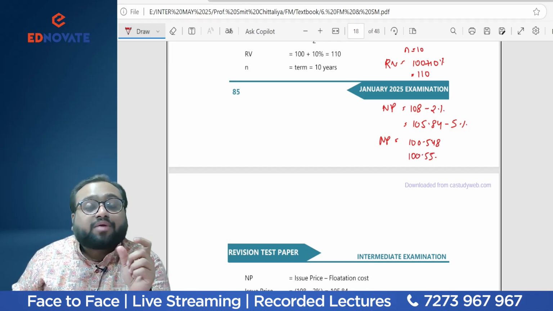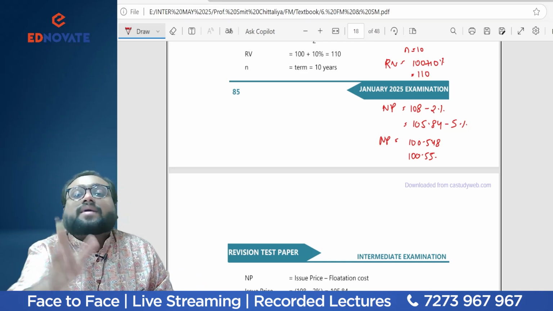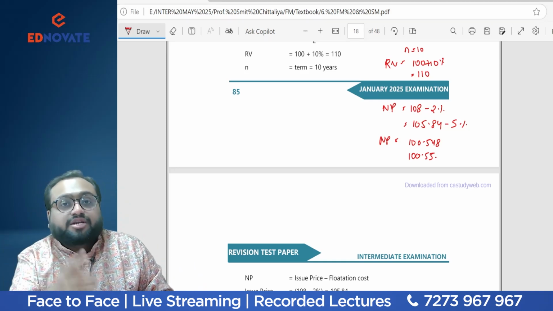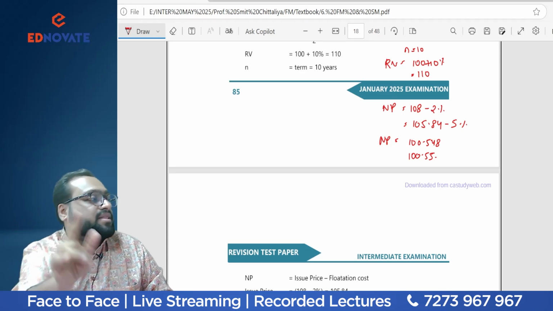Always see in the question at what price they are issuing. Sir, if the question does not say the issue price, take the current market price, because the company will issue at the current market price and not at the face value. So if the issue price is not given, we'll take the market price.